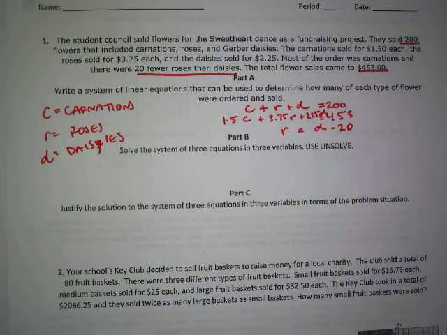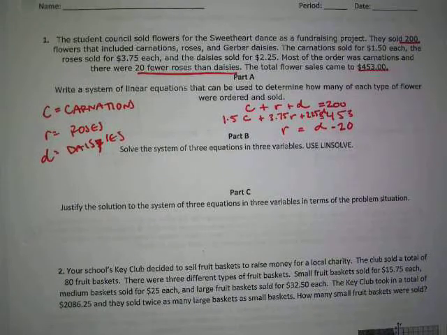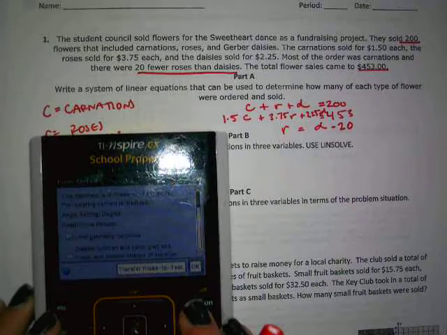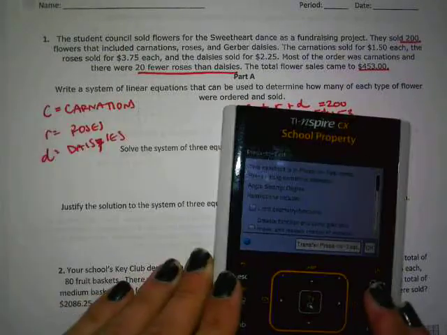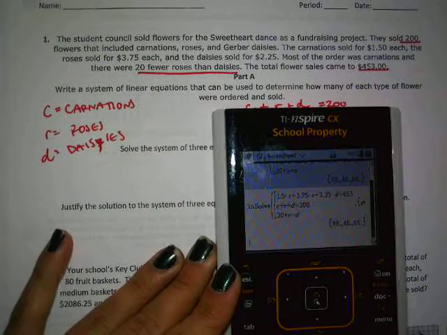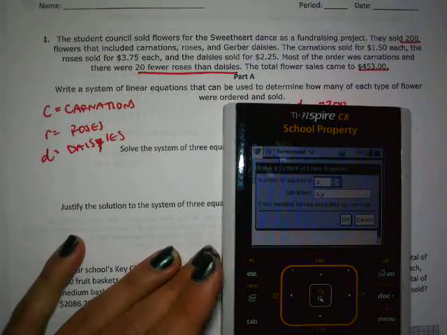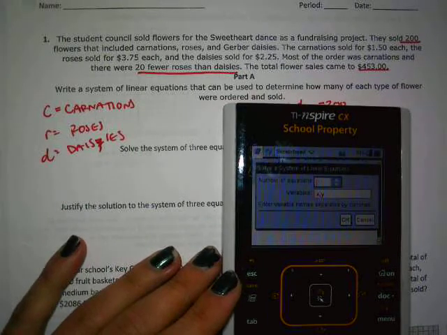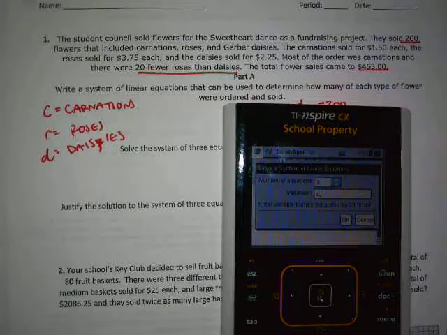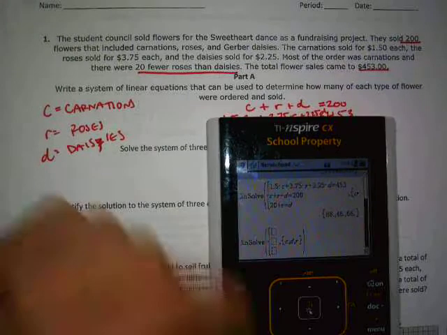Part B says solve the system of equations in 3 variables. Because this first part is calculator, I would recommend using the calculator. You're not going to have time to do this by hand on the test. So in the calculator, we're going to go menu 3-2 to get the system of linear equations. I have 3 equations, and my variables are C, D, R. And then I'm just going to type them all in.